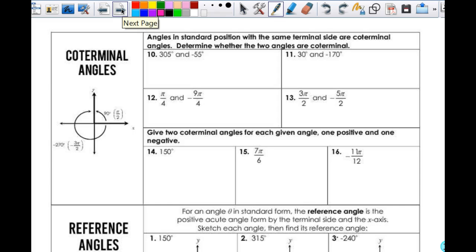Okay, so coterminal angles. Again, terminology is important here too. You've got to know what it means to be a coterminal angle. Angles in standard position with the same terminal side are coterminal angles. That means there are different ways to get there.